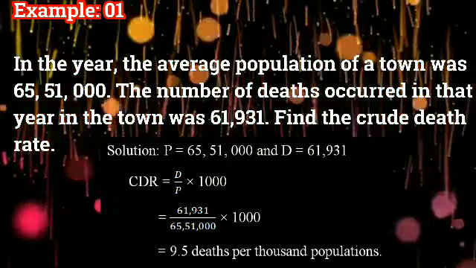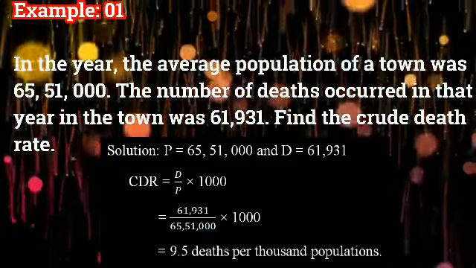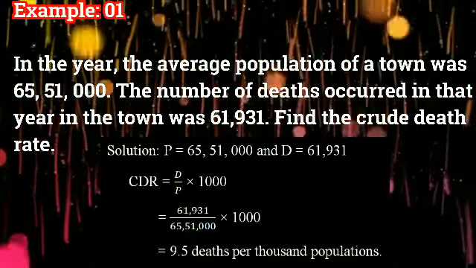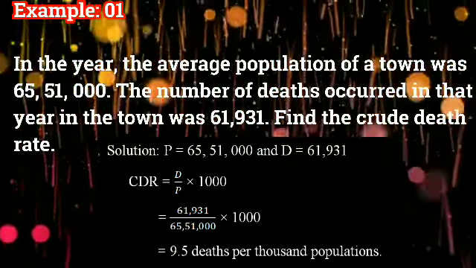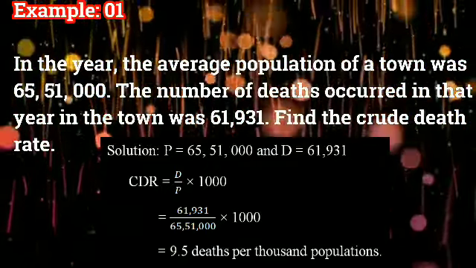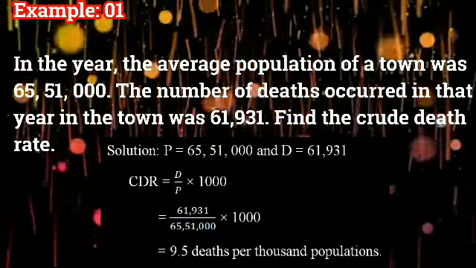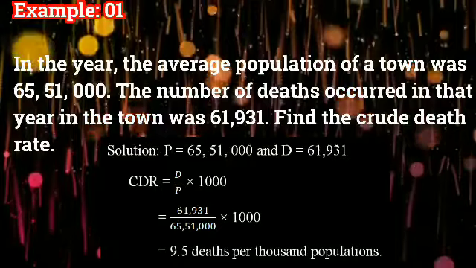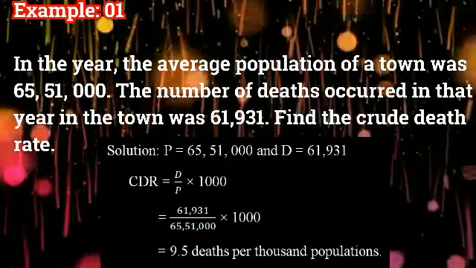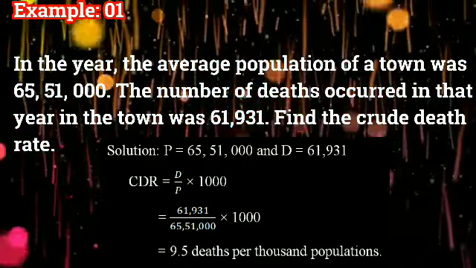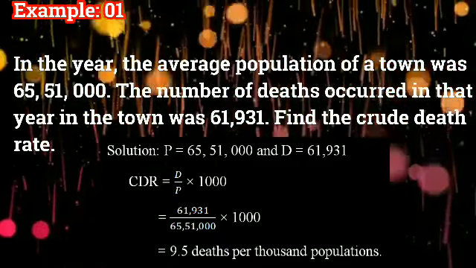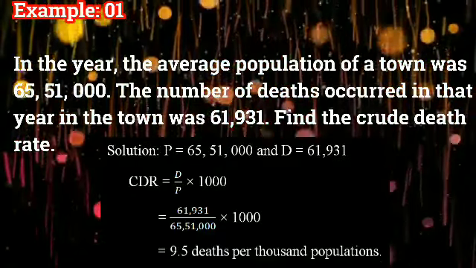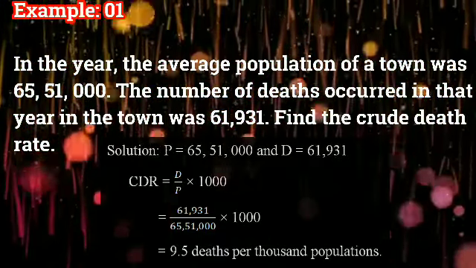After that, since your question is to find CDR, write the formula CDR equal to D divided by P, which is multiplied by 1000. That is equal to 61,931 divided by 65,51,000, which is multiplied by 1000. That is equal to 9.5. Therefore, there are 10 deaths per 1000 population or per 1000 individuals.